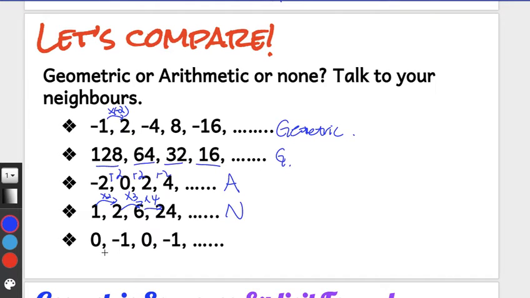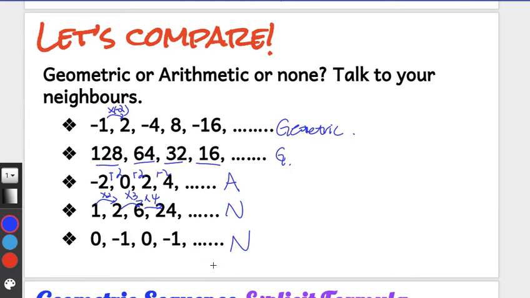This one. As you can see, the number is not alternating between 0, negative 1, 0, negative 1, 0, negative 1. So this one is neither, because we cannot really follow any pattern here to figure out if it's going to be adding or multiplying. Okay? So that's just a quick reminder to compare these two types of sequences. Sometimes a sequence does not always fall into the geometric or arithmetic sequence category.